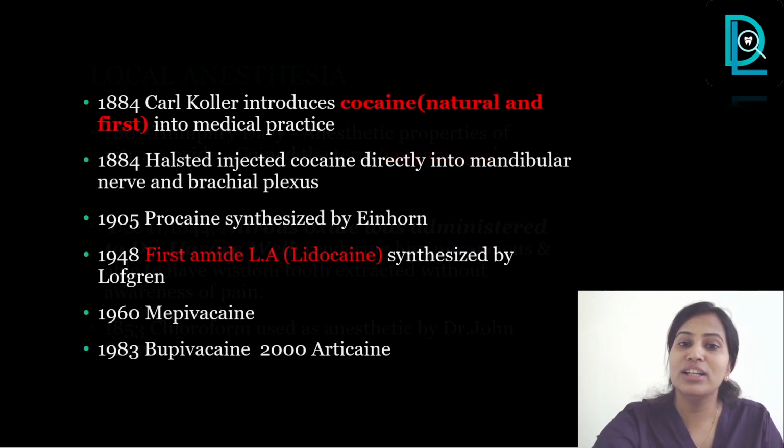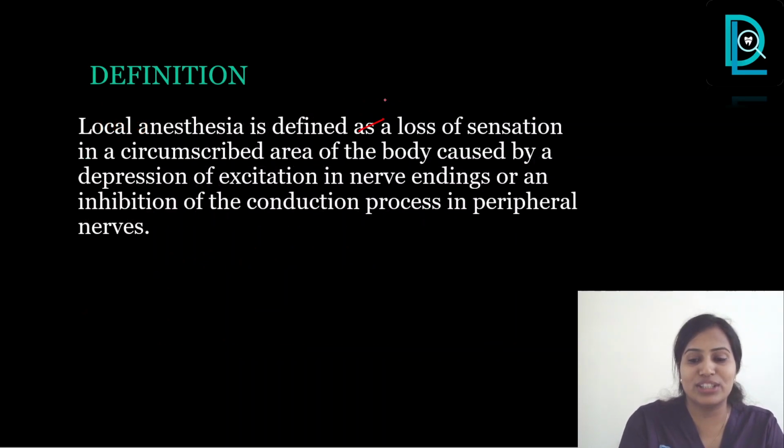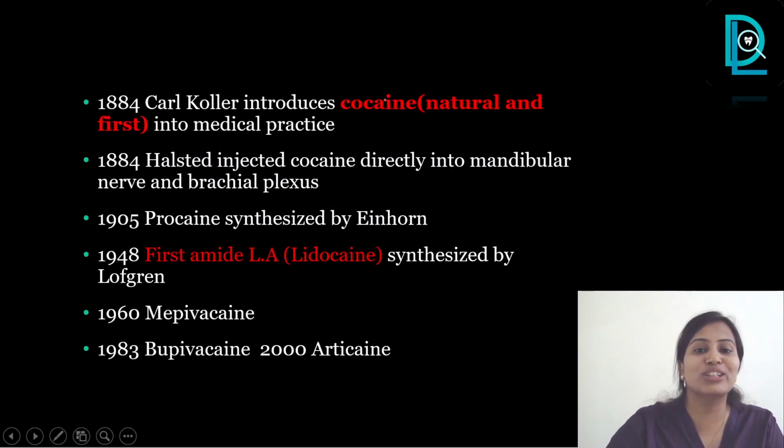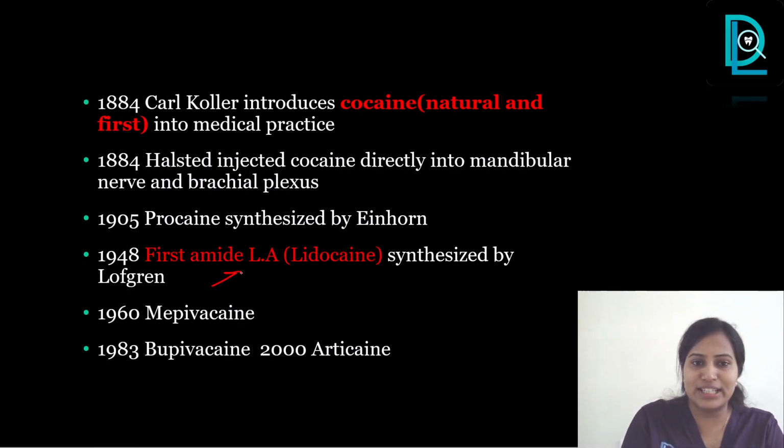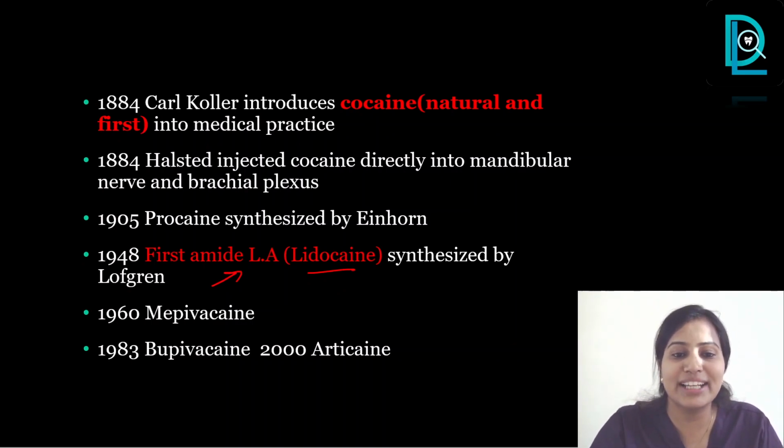And moving on, the first ever natural local anesthetic introduced into medical practice was cocaine. And the first amide local anesthetic used was lidocaine, which is used extensively in dentistry. And the rest you can see in the timeline here.